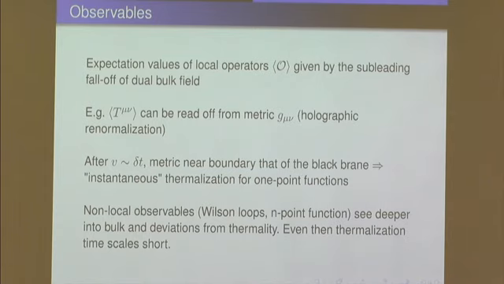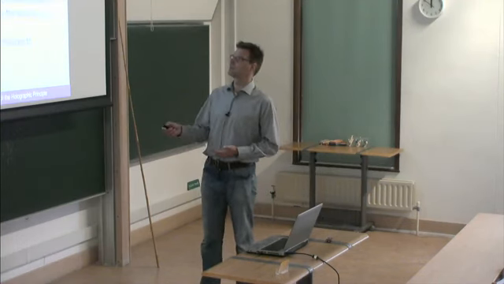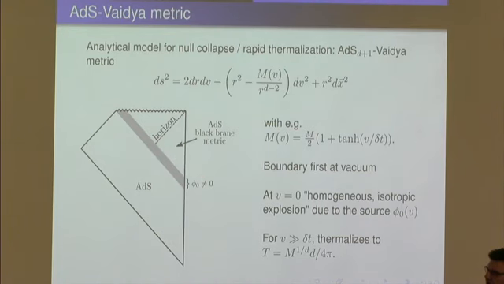Now, for example, the stress tensor can be read off from the metric. There's a little bit of detail that has to be worked through, a process called holographic renormalization. But in particular, the metric near the boundary is that of the black brane, so the stress tensor takes the form that is just thermal after the injection.